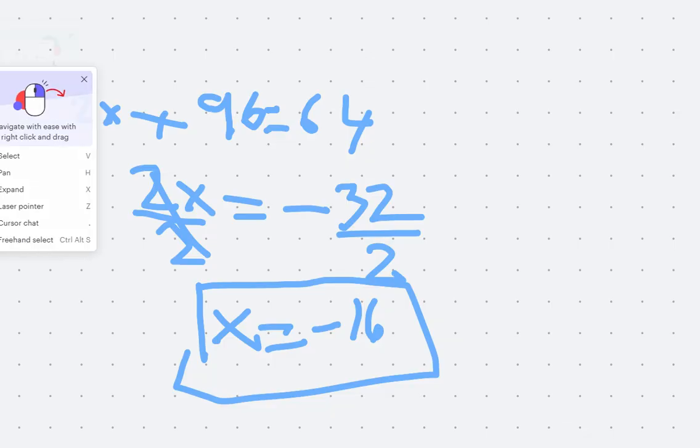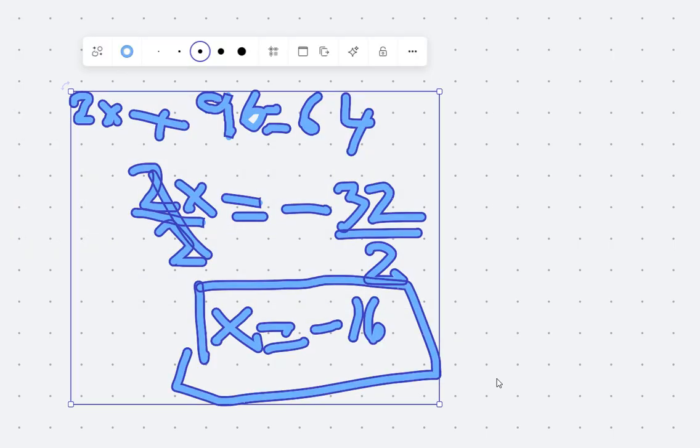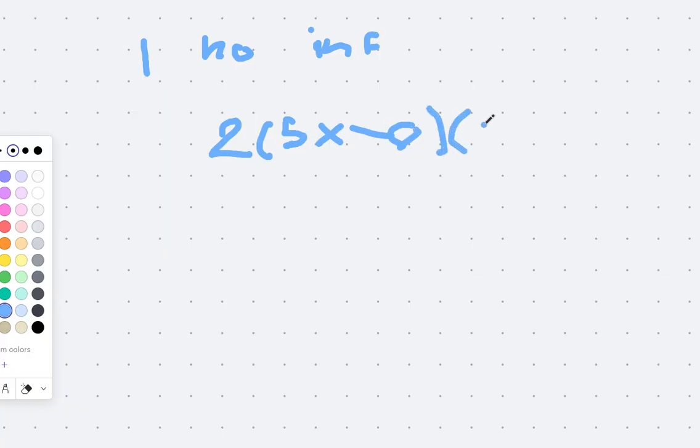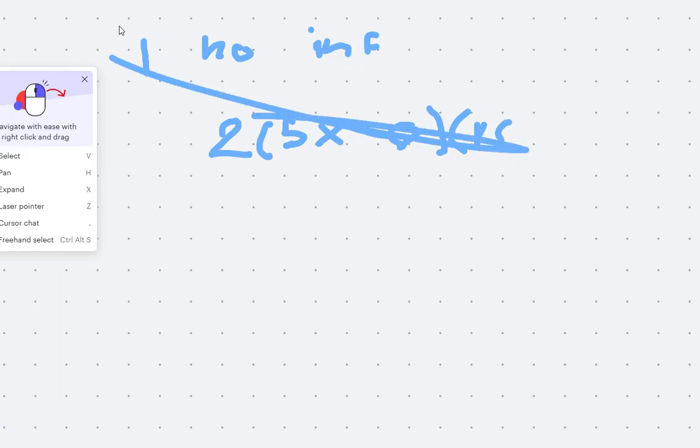Now, linear equations could have one solution, no solutions, or infinitely many solutions. An example of infinitely many solutions will be 2 multiplied by 5x minus 8 and 10 multiplied by, wait, okay, this is so long, sorry.